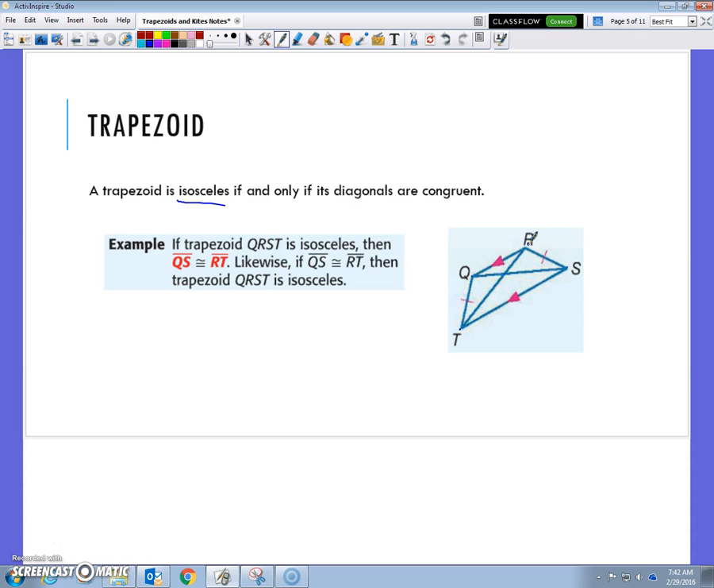If we're looking at a trapezoid and we notice that the diagonals are congruent, then we know for sure that it is an isosceles trapezoid. Okay, so they kind of snuck that converse in there when you weren't looking. If you see the diagonals are congruent, it's an isosceles trapezoid. It's an isosceles trapezoid if and only if the diagonals are congruent. So all isosceles trapezoids have congruent diagonals.